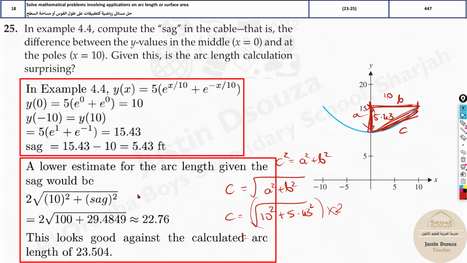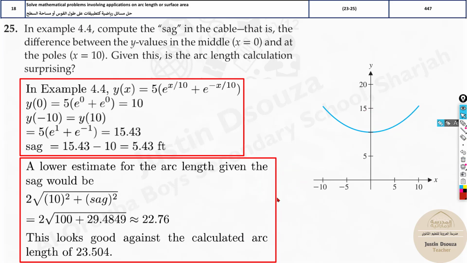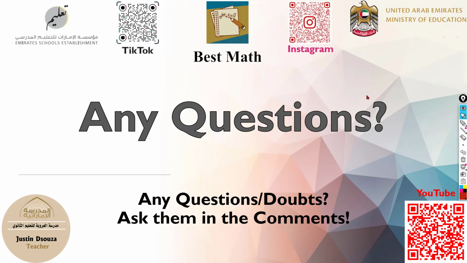Let's look over here. It is basically square root of 10, that's the length over here, and the sag is given as 5.43. Square them both. And why is this 2? Because it's both the sides, right? So you multiply it by 2. The answer is 22.76. If you recall, we had got 23.5 meters using the derivatives. So what we found out over here is not accurate, but very close. That's what you can say. So that's how you solve this problem. That's the end of this problem.